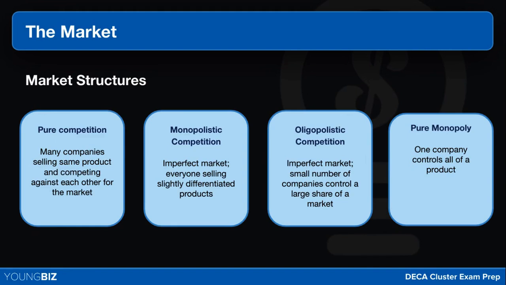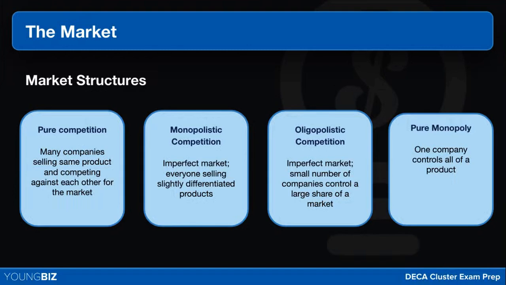The first one is called pure competition, and this is when many companies sell the same product and compete against each other for the market. An example of this can include several gas stations in close proximity because they're all selling the same product, which is gas. Next is monopolistic competition. This is an imperfect market where everyone sells slightly differentiated products. An example of this is the restaurant market.